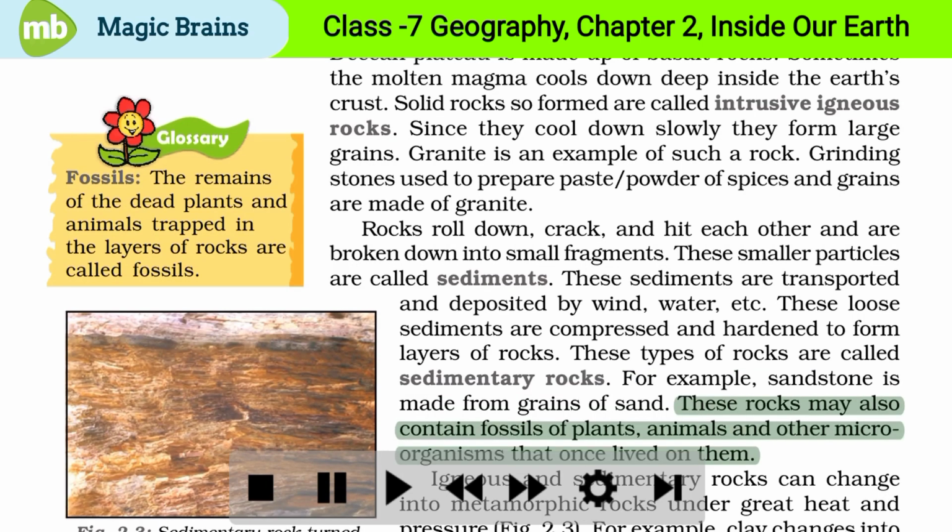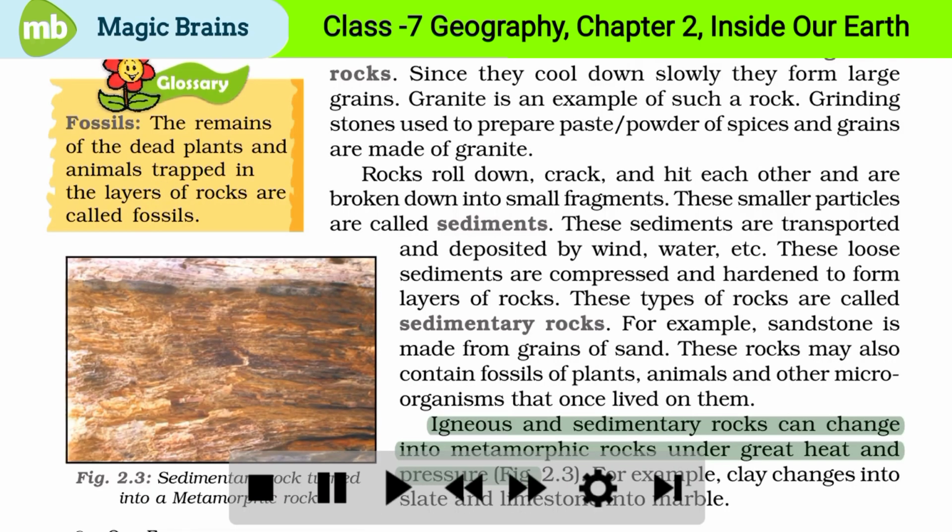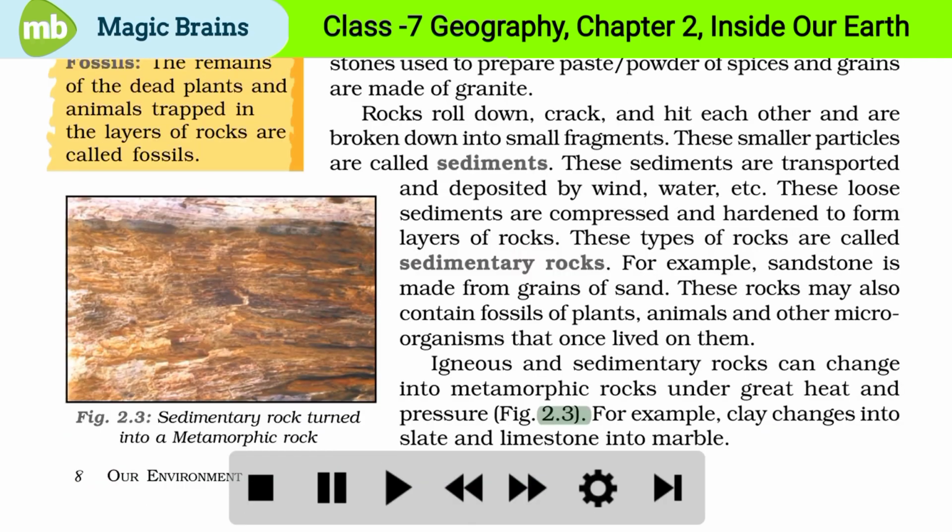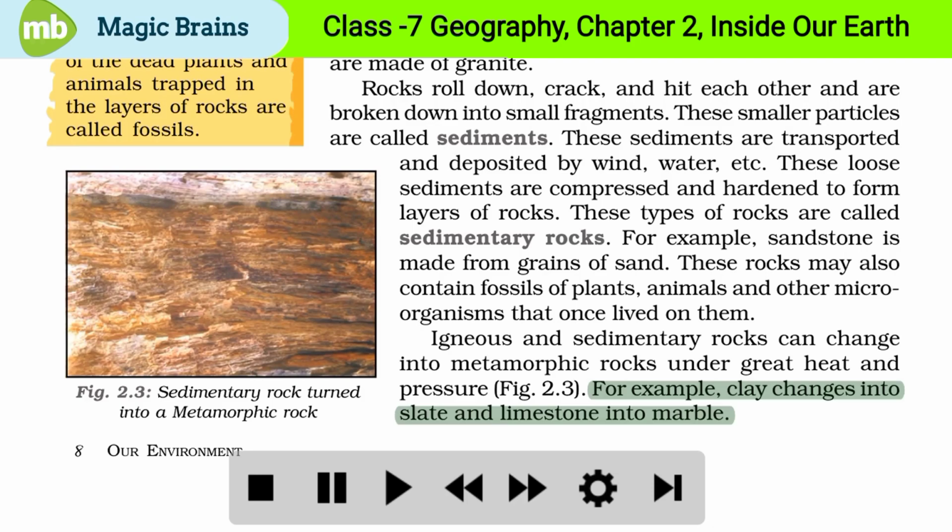These rocks may also contain fossils of plants, animals, and other microorganisms that once lived on them. Igneous and sedimentary rocks can change into metamorphic rocks under great heat and pressure. There is a picture on the left of this text showing sedimentary rock turned into a metamorphic rock. For example, clay changes into slate and limestone into marble.